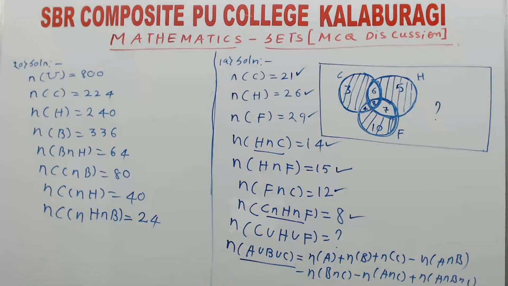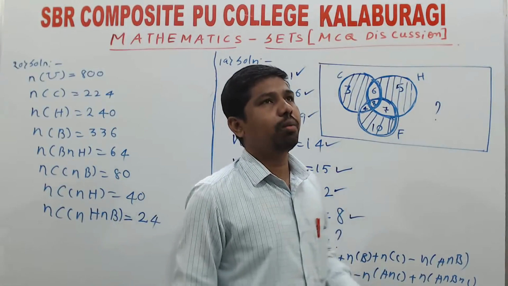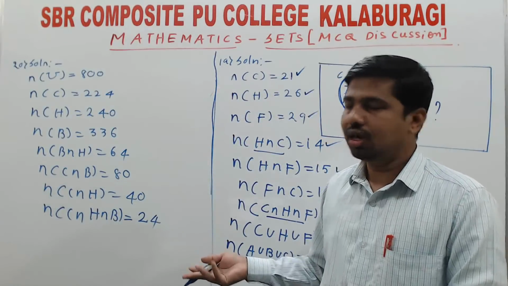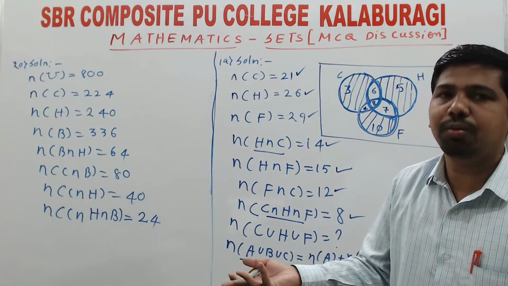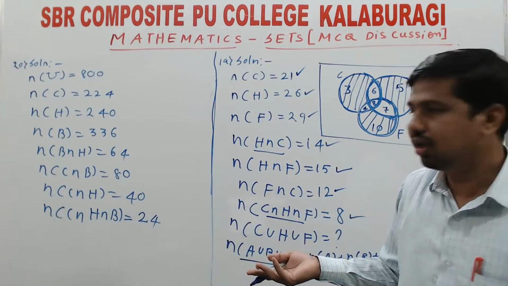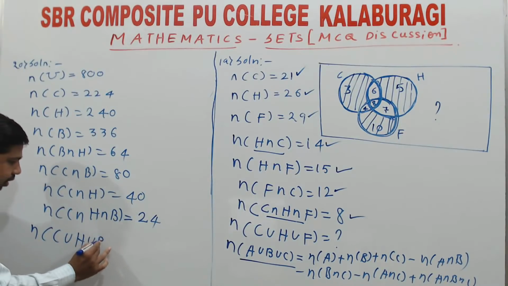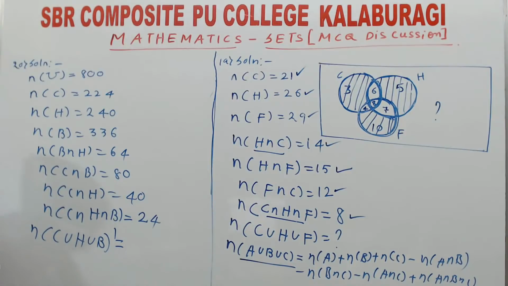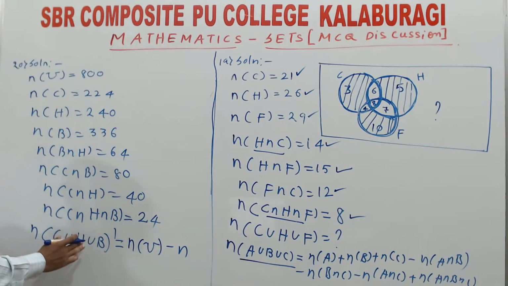What is asked? The number of boys who did not play any game. Suppose they are asking how many boys are there who did not play any game. Then that is universal minus the number of boys who played. Means what you will find here? C union H union B whole dash. That is neither cricket, nor hockey, nor basketball. So how to find it? N of U minus N of C union H union B. So that you have to find.